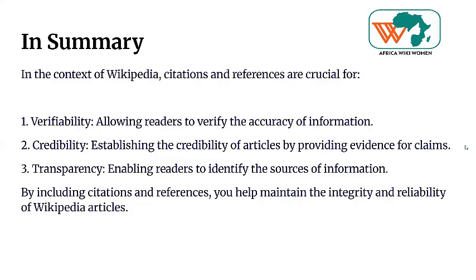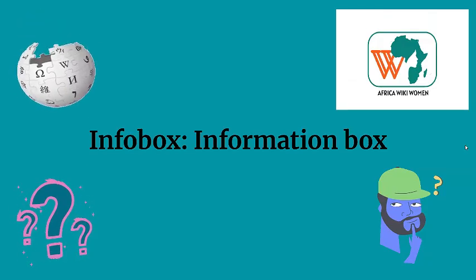So those are some of the core guidelines for Wikipedia. As long as your information is verifiable, it is credible, and you can point fingers that this is who said this, and they are credible enough, they are acceptable on Wikipedia. So by including citations and references, you help maintain the integrity and reliability of Wikipedia articles. It's as simple as that.